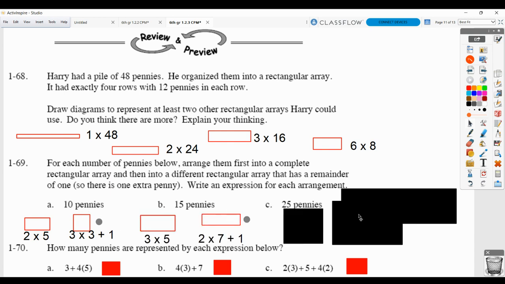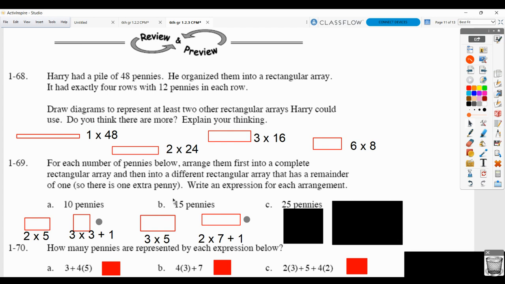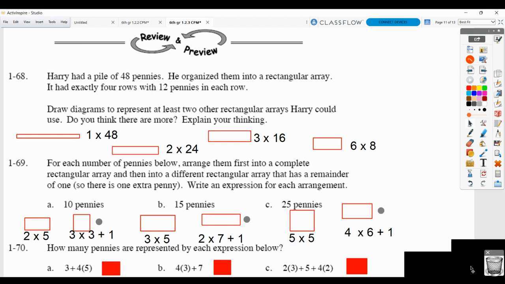For 15 pennies, I went with a 3 by 5. Again, you could also have gone with a 15 by 1. And then here I went with a 2 by 7 plus 1. For 25 pennies, you could go with a 5 by 5. And for the extra one, I went with a 4 by 6 plus 1. But again, you could have gone with like an 8 by 3 plus 1 as well.